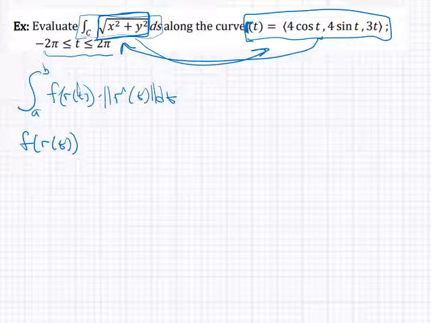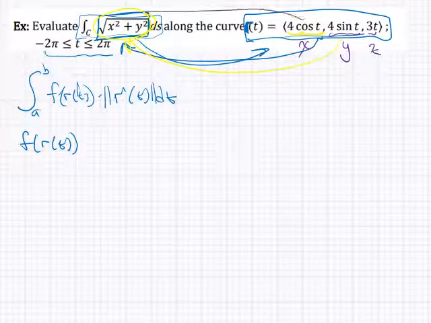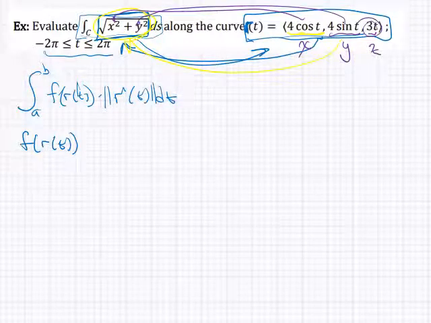Well, the way we take this vector function and plug it into this real function is essentially saying this first component will be x, the second component will be y, and this third component will be z. So I'll plug this in for x, this in for y, and since there are no z's, this isn't going to get plugged in anywhere.